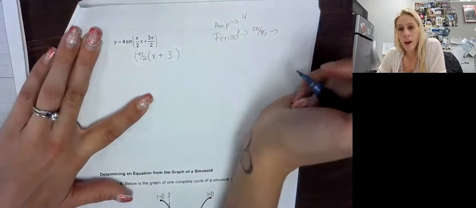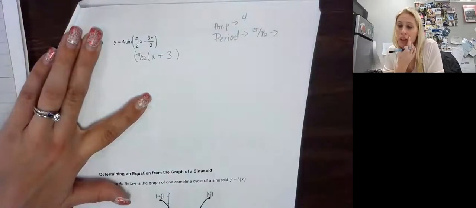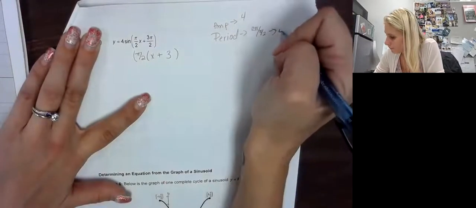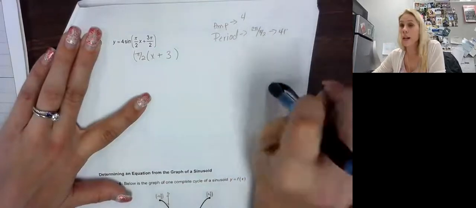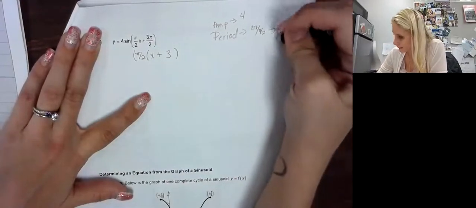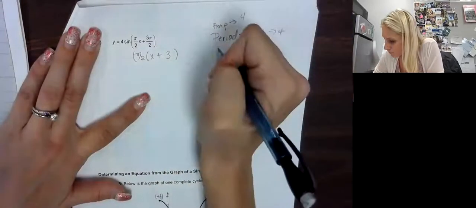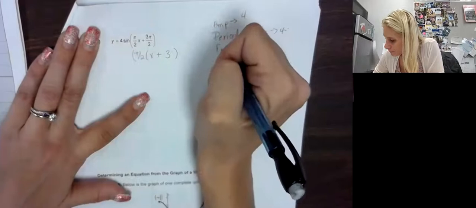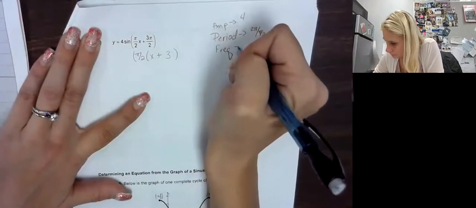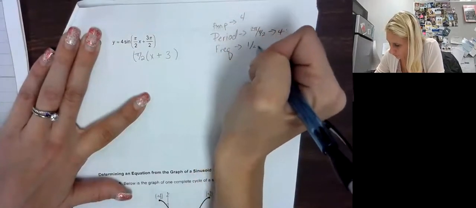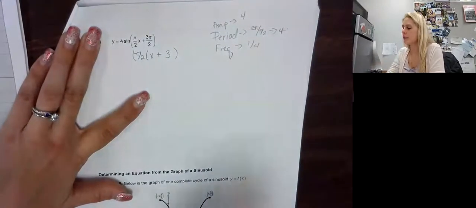When we divide by a fraction, it's the same thing as multiplying by its reciprocal. We get 4 pi, or not 4 pi, it's 4, because the pi's kind of cancel out. That pi over pi is 1. Frequency, 1 over 4. Okay, let's see what else we have.